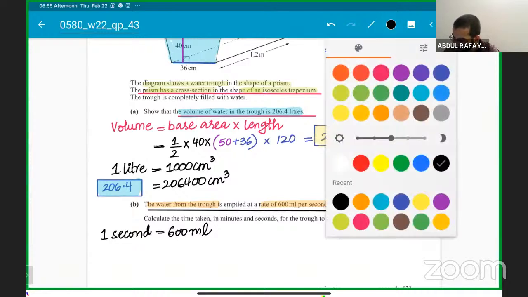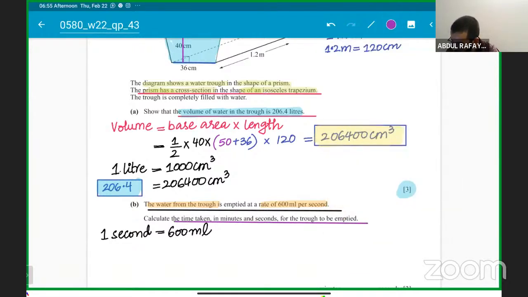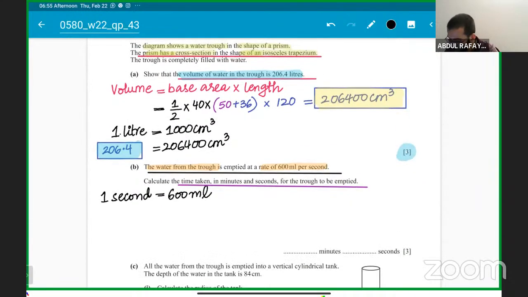What they're asking is basically to calculate the time taken in minutes and seconds for the trough to be emptied, or for this tray to be emptied. How many minutes and seconds will it take for the tray to be emptied? Getting it, guys? Clear with me? Following? Understood? So how will we do this? Let's try to understand how we can do this. This is also for 3 marks.